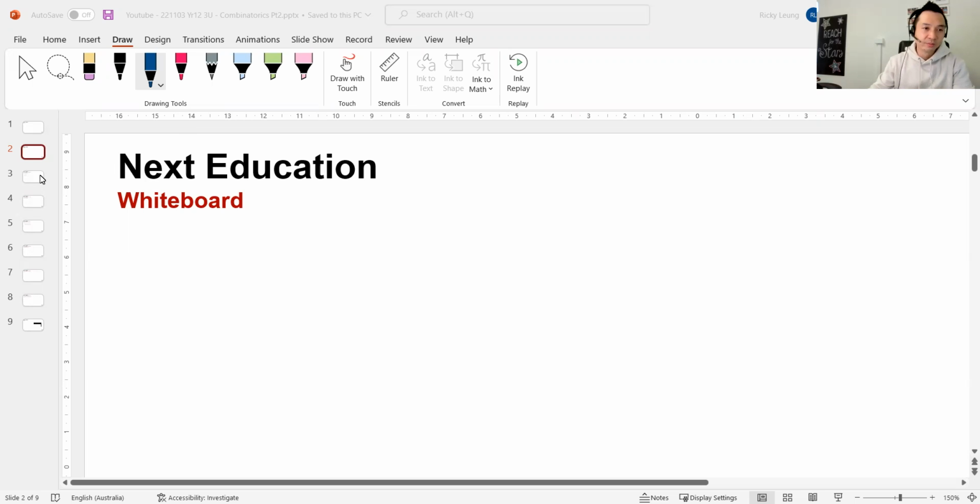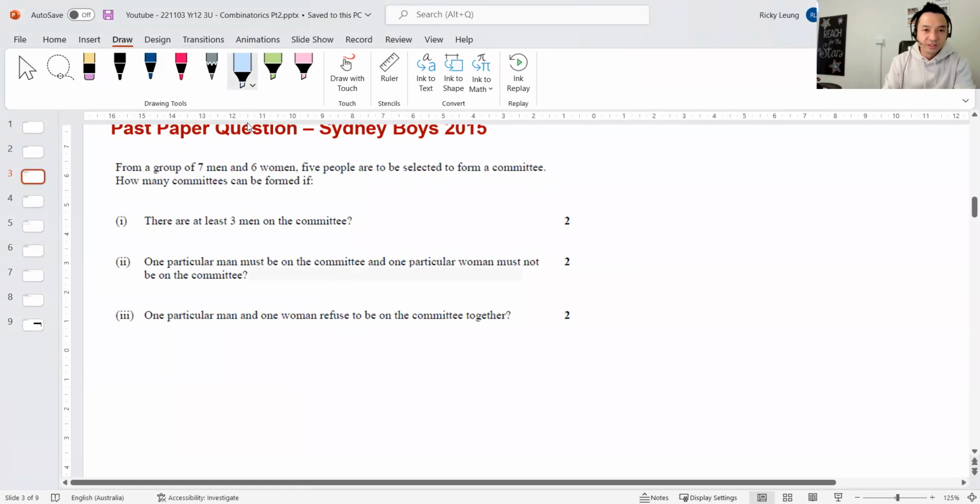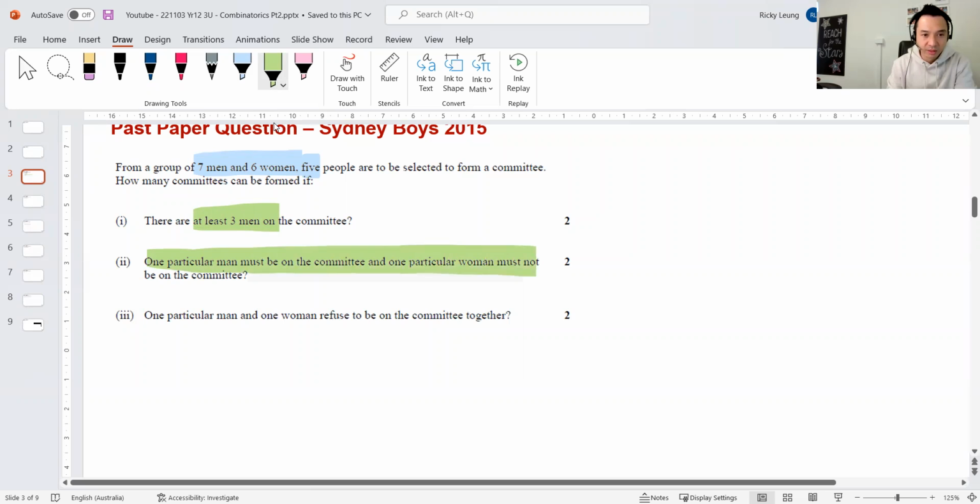So let's get started with this first question from Sydney Boys, right? So your classic question where a group of 7 men and 6 women, 5 people are to be selected for a committee. How many committees are there if at least 3 men are in the committee; 1 particular man must be on the committee and 1 particular woman is not; and then at the end, 1 particular man and woman refuse to be on the committee together. Okay, cool. So subtle differences between the parts, but you can see in this question, there is no first question where they ask for the unrestricted total outcomes. They just skipped all that and went to the good stuff.